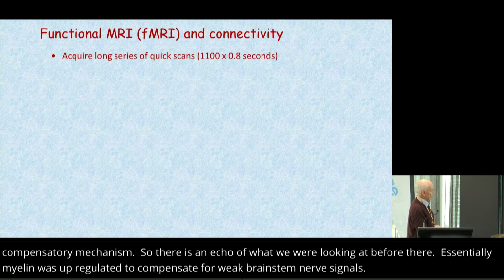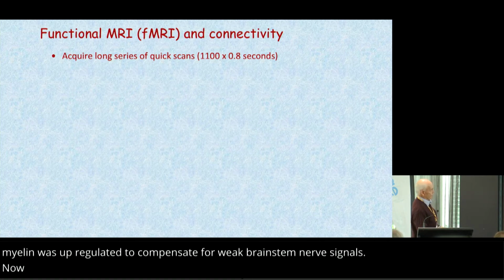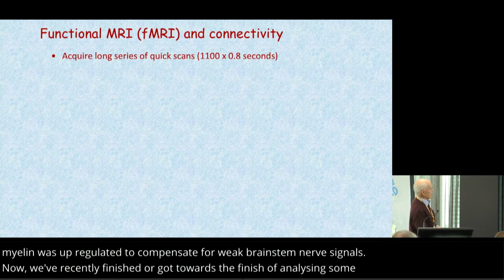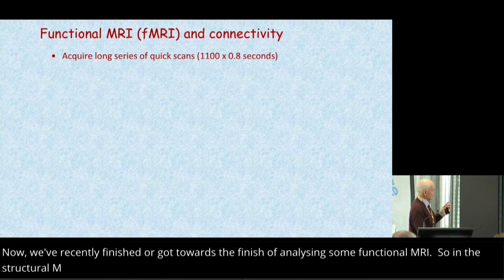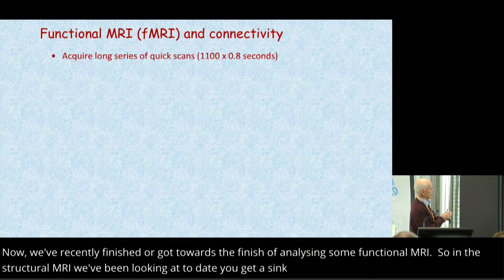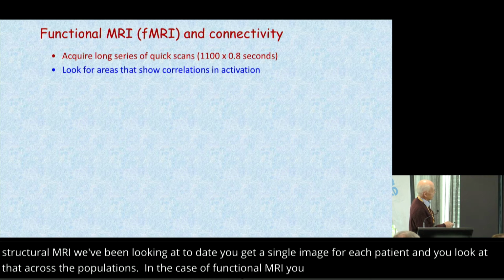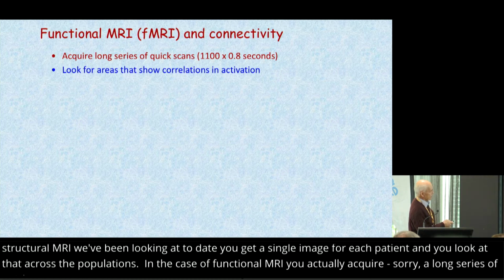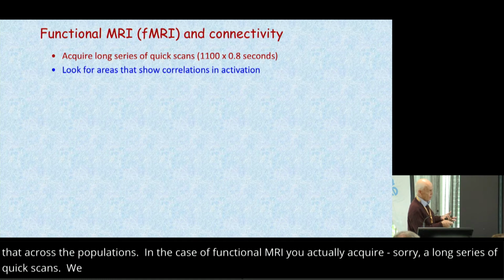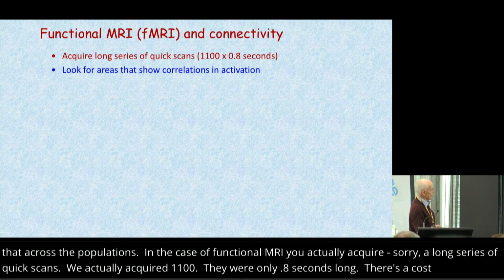Now, we've recently finished, or got towards the finish of, analysing some functional MRI. So in the structural MRI we've been looking at to date, you get a single image for each patient and you look at that across the populations. In the case of functional MRI, you actually acquire a long series of quick scans. We actually acquired 1,100. They're only 0.8 seconds long. There's a cost to doing that in terms of quality, and I'll show you something later.